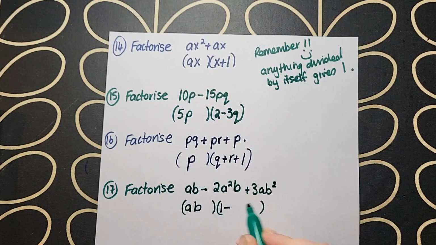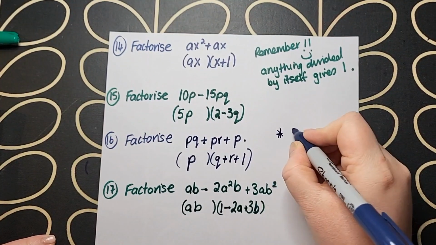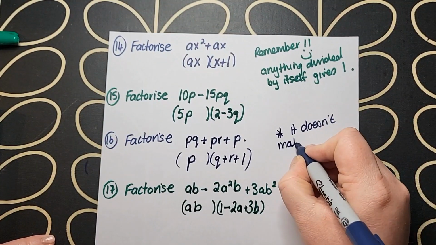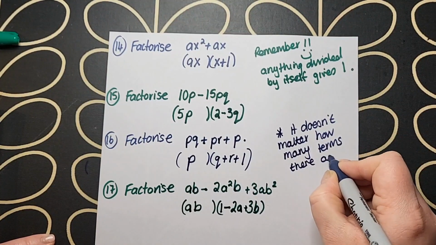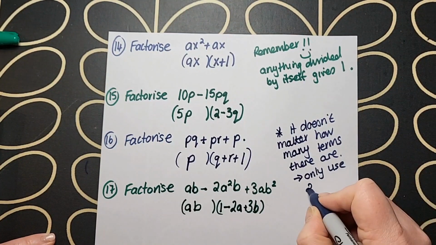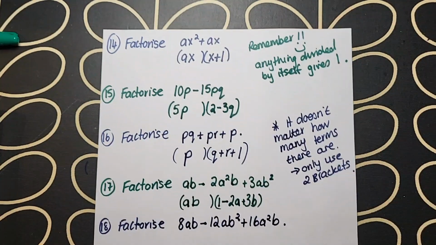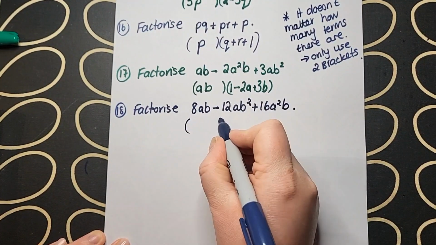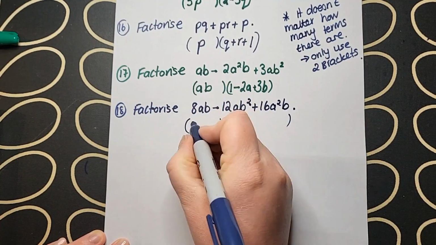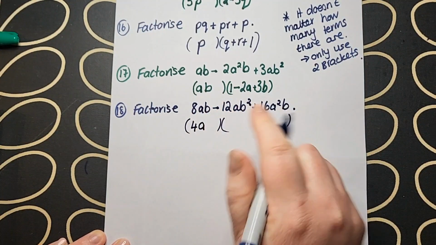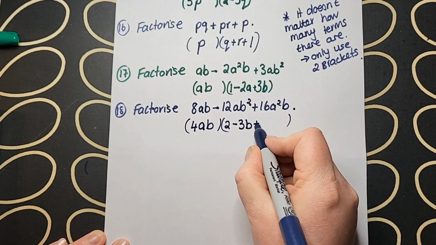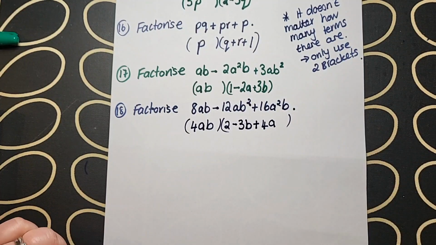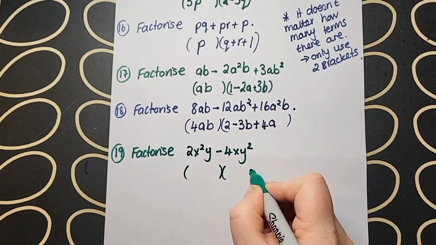So again, you're looking through the 3 terms in this expression, and we notice that a and b are the things that are most common, and then we fill up that bracket with what is left when we divide ab into each of those 3 terms: 1 minus 2a plus 3b. Question 18 is very similar insofar as it also has 3 terms, and again we go through it and we see that 4ab is common to all 3 terms, and then when we divide 4ab into each of those 3 terms we have 2 minus 3b plus 4a as our answer.